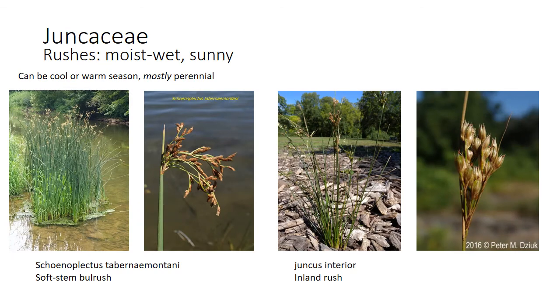Here's a couple examples of the Juncaceae, or rushes. They're usually found in much more moist or wet environments and very sunny. Here we have the softstem bulrush and its seed head, and then the inland rush and its seed head. And if you look really closely, you can count all six of their little bracts here, which makes it a little bit easier to identify.